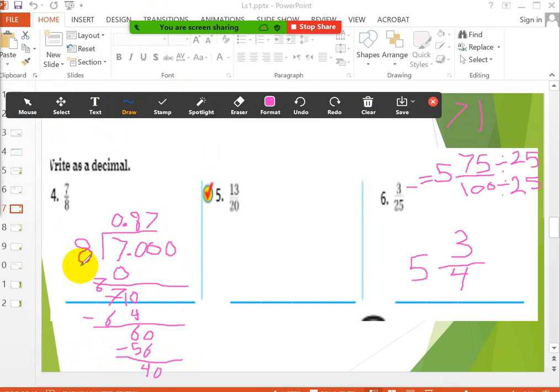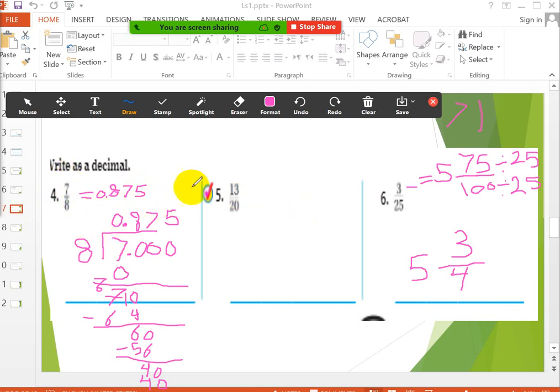40 divided by 8 equals what? I think it's very easy. Equals 5. So 5 multiplied by 8 equals 40. Okay? So this is how I will find the decimal number. So the decimal number that equals 7 over 8 is 0.875, thousandths. Okay? I have to divide the numerator by the denominator.